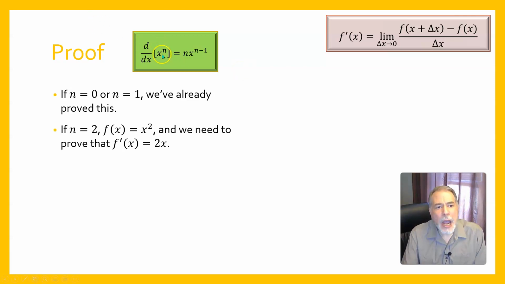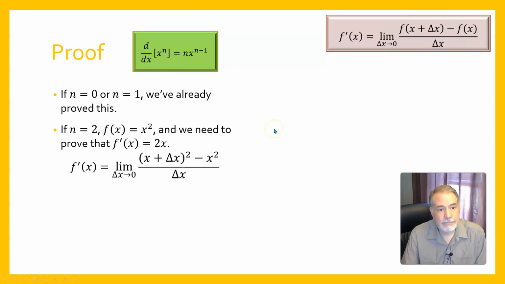In the case where the power is 2, then the function we're looking at is x squared, and we would need to prove that the derivative of that function is 2x. So, using our definition, in the case where f of x is x squared, that would mean that f of x plus delta x would be x plus delta x squared. So the derivative, by definition, would be the limit as delta x approaches 0 of x plus delta x squared minus x squared all over delta x.